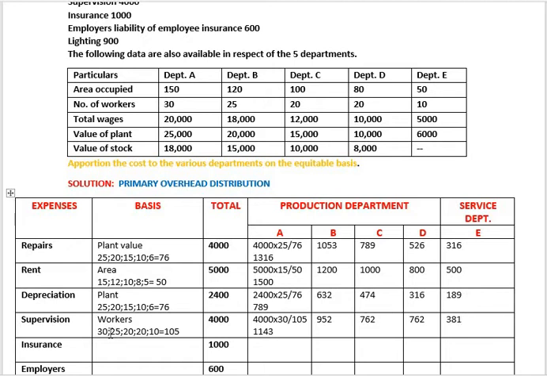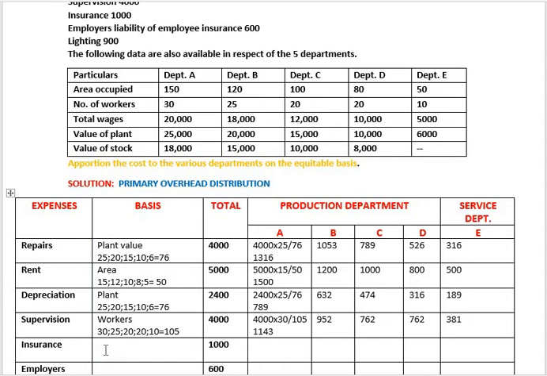The next one we have is insurance. So insurance is 1000 is given. Can you see the basis of apportionment here? Insurance is distributed using the stock. So insurance is done for the value of stock. So this is distributed using value of stock.